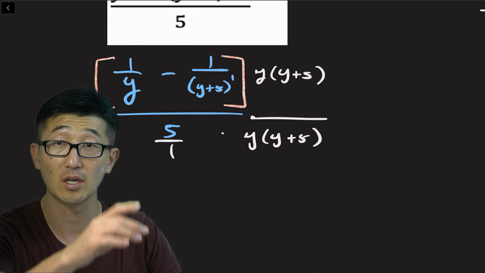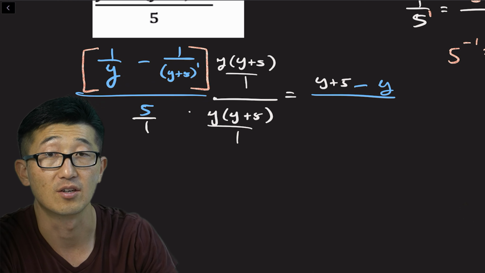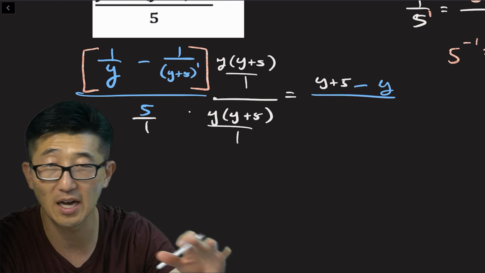Okay, so now you go this times that, or you're going to distribute this here. The y's should cancel out, right? And you'll just have y plus 5 left. And again, don't mess this up here. The negative sign right there. And then this times this, the y plus 5s will cancel out. You'll have y left over. Ta-da! There you go. And again, in the bottom, do not multiply it out. So you'll write this as 5 times y plus 5. So just write it as 5y, y plus 5.